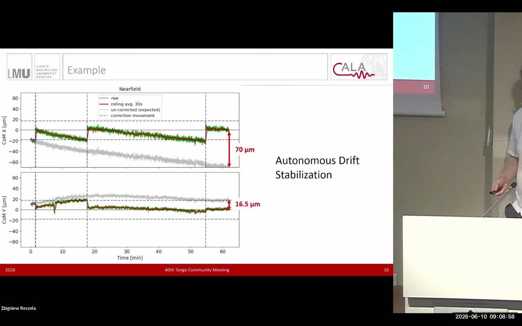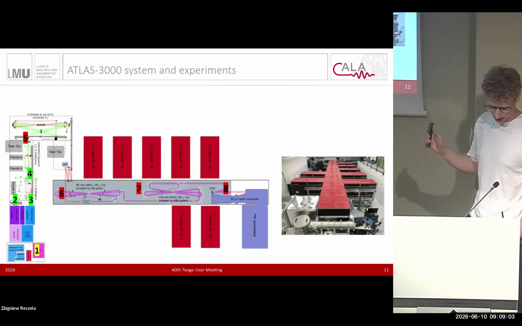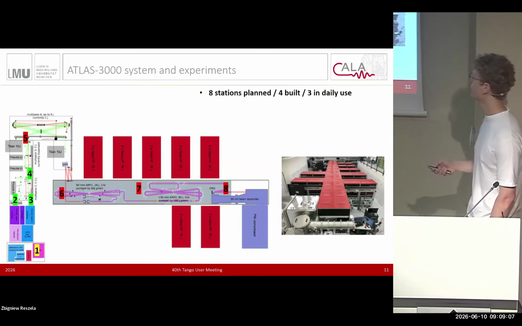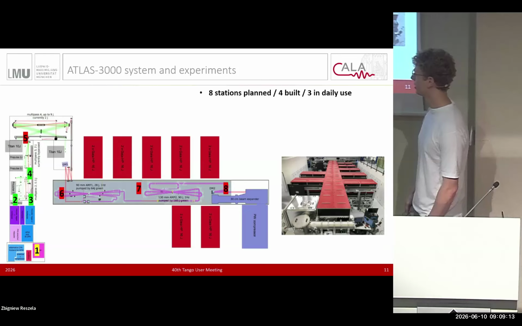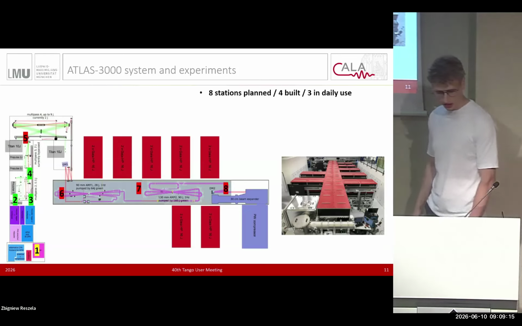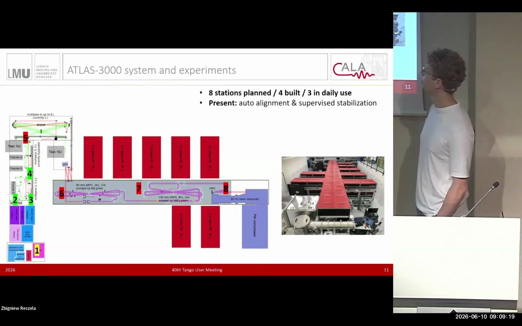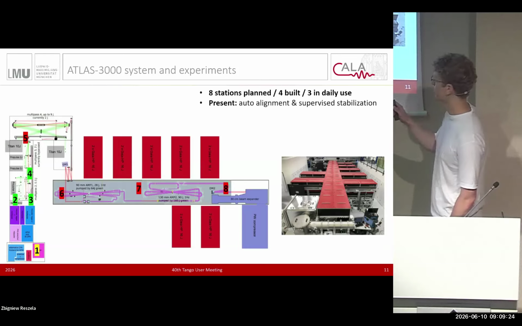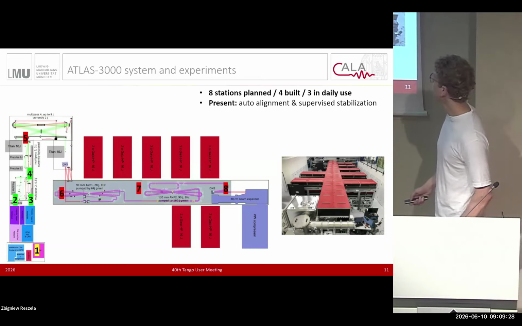And how we handle all this: first, right now we have 8 of these stations planned. 4 are built right now, here 1, 2, 3, and 4. And right now 3 are in daily use so far. Every time we turn on a laser, we actually already use the auto-alignment system, but also the drift stabilization just while we run the experiments.